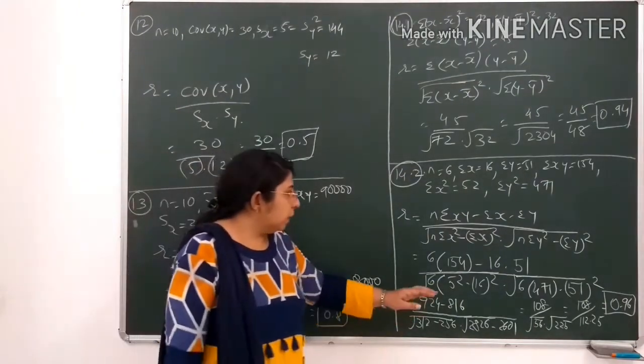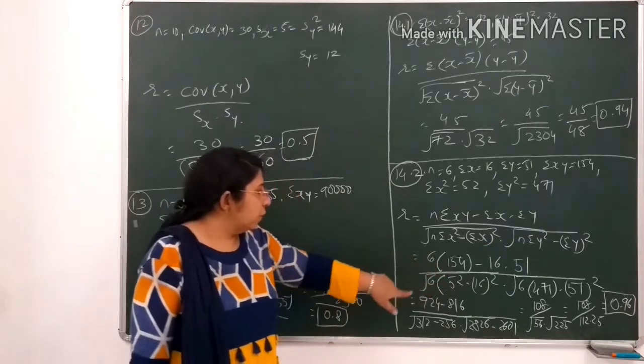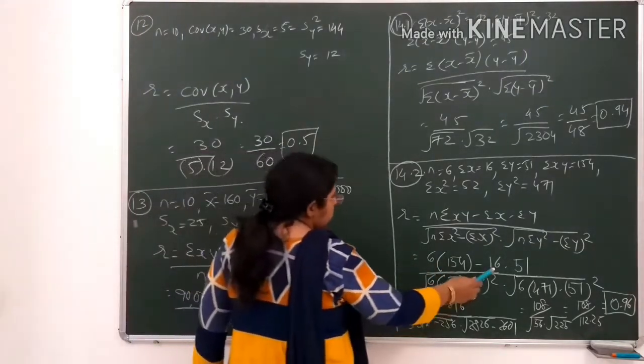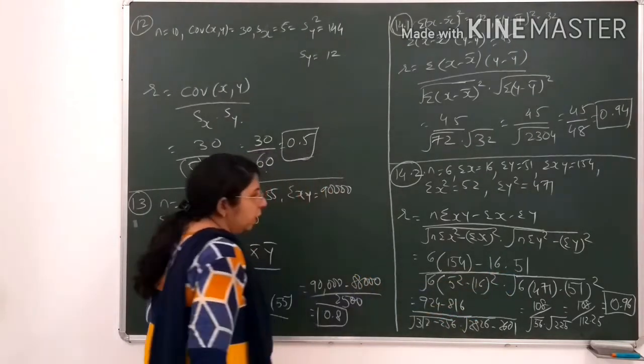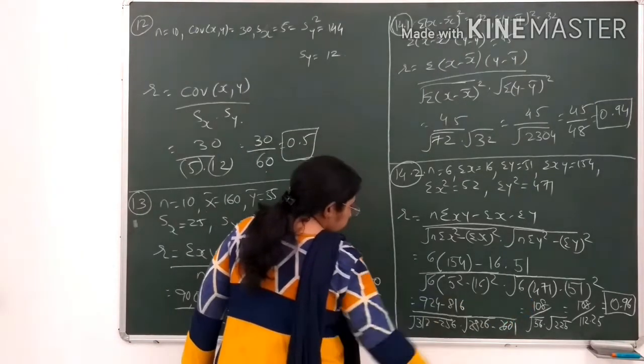Now just do the multiplication, division and subtraction of all the values. So first of all, multiplication of 154 into 6 would come to 924. 924 minus 16 into 51, that is 816. Subtracting both the values, it would come to 108 in the numerator.